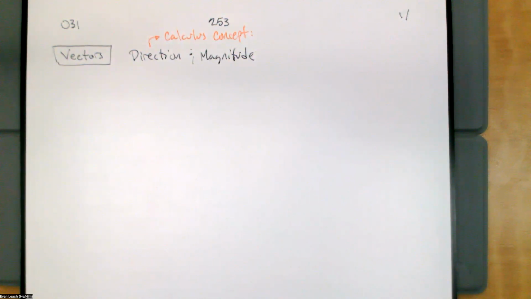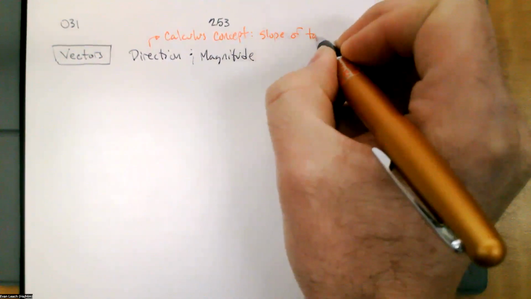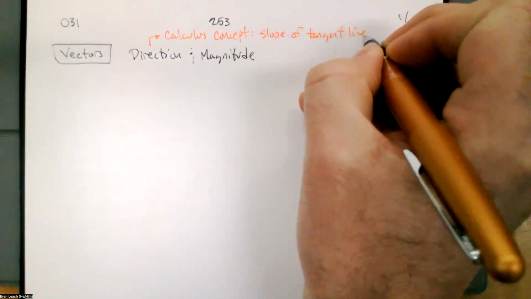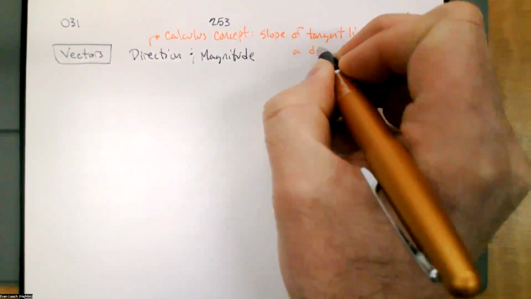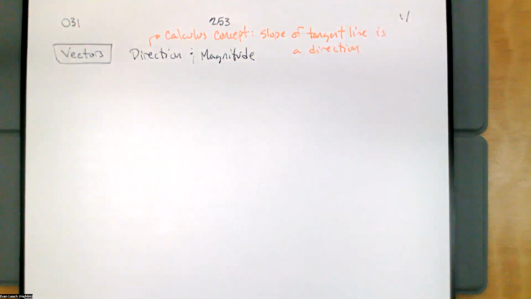The calculus concept that we have is direction. Slope of tangent line is an indication of a direction. At every point on that curve, we've got a tangent line, and that's indicating the direction we're headed on that curve at that point. So that's why this vector thing fits into calculus. It's about direction.